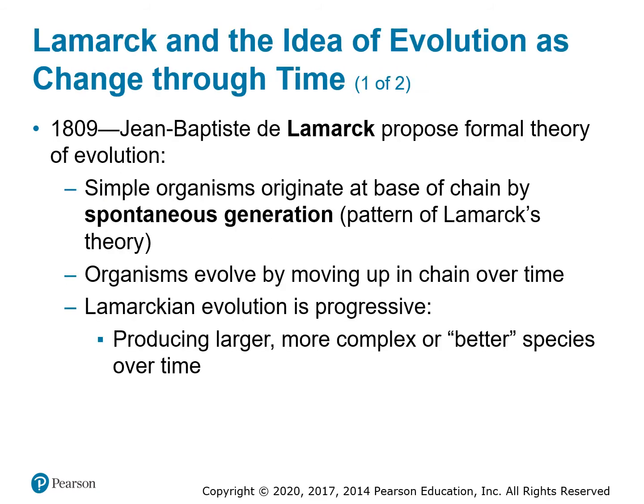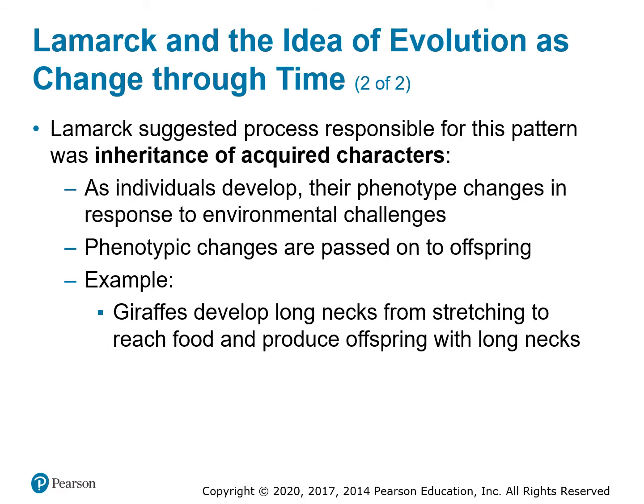But again, with Aristotle, there was a better species on the next step. In 1809, Jean-Baptiste de Lamarck proposed a formal theory of evolution where everything started by spontaneous generation. Of course, now we know this is not correct. But in this scenario, organisms would move up the chain over time, becoming better or more complex. He believed in the inheritance of acquired characteristics, which isn't necessarily correct. So there is an idea of something being passed on to future generations.